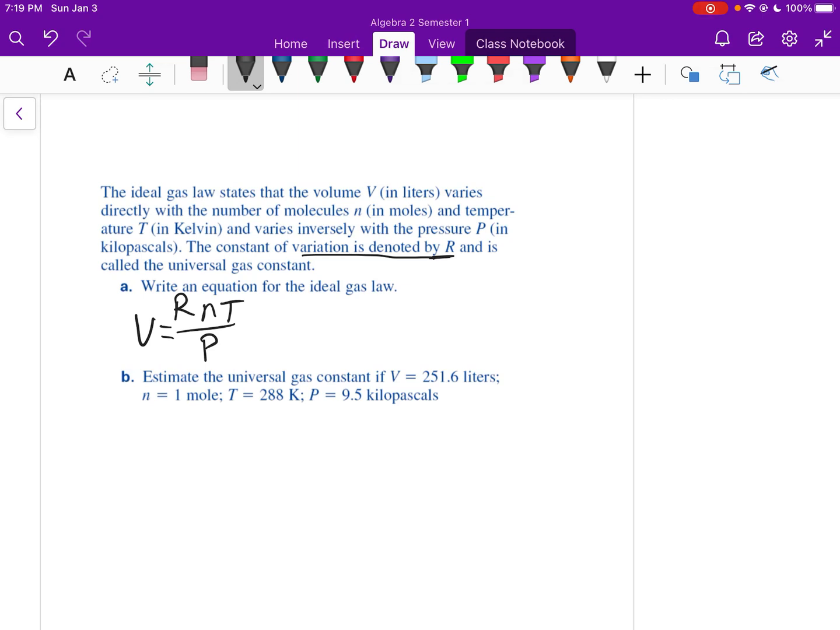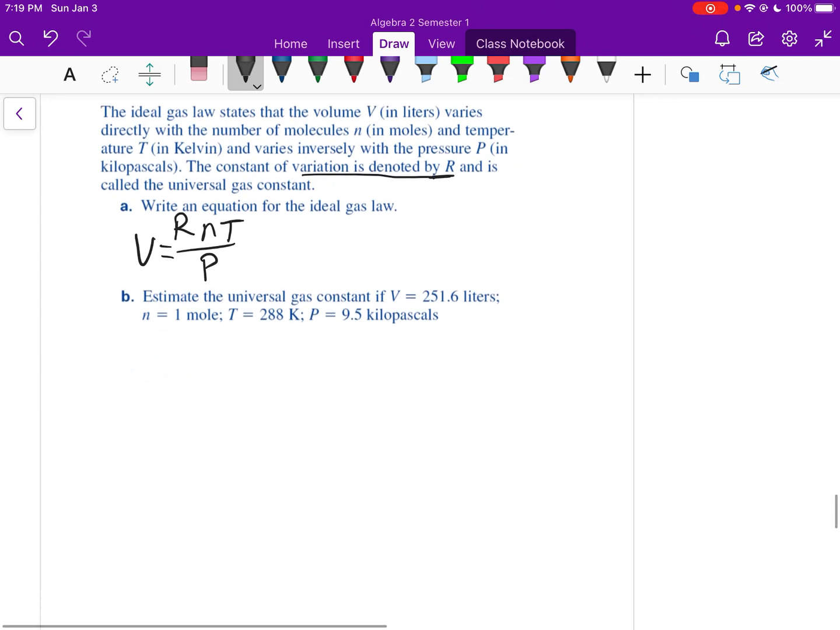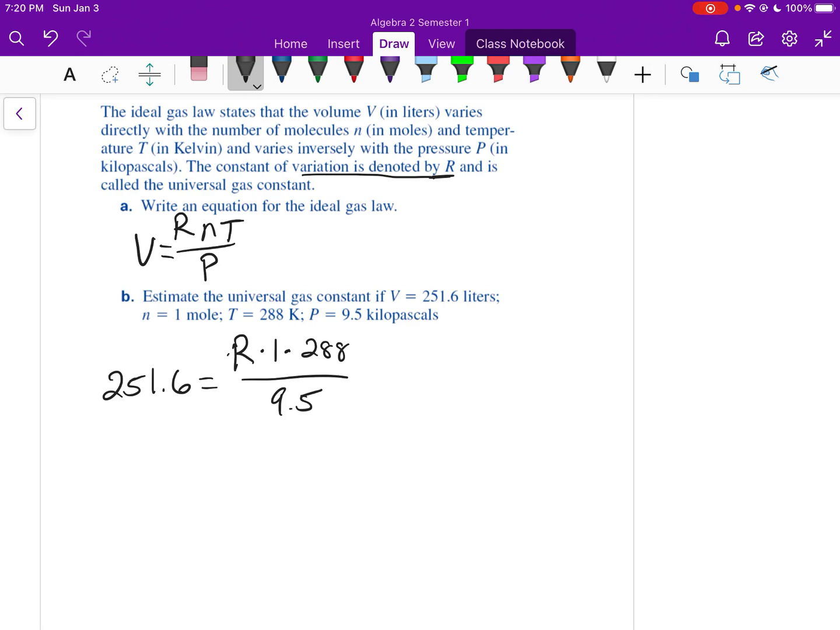Now, estimate the universal gas constant. So there we're trying to find R. It says the volume is 251.6. So 251.6, just replacing V with that, is equal to R. We don't know R. It says estimate the universal gas constant. So R, N is 1, so times 1, times the temperature, which is 288, over the pressure of 9.5. We're not going to solve that, but that is how you would set it up. Then multiply both sides by 9.5 and divide by 288.